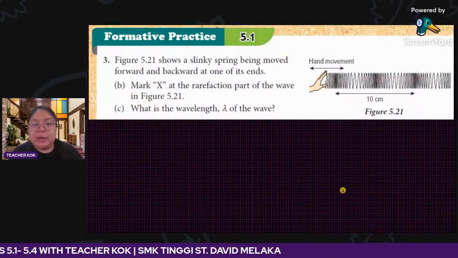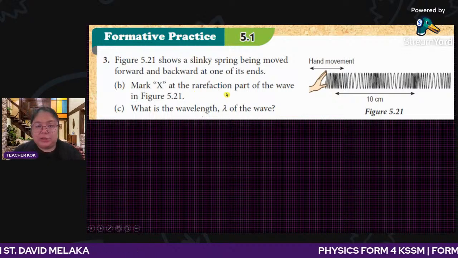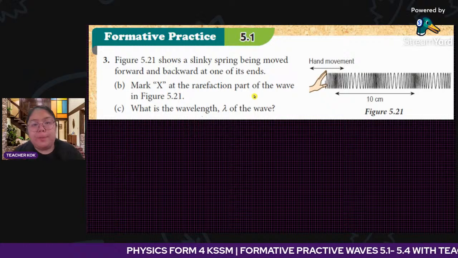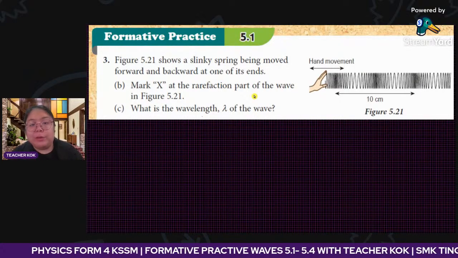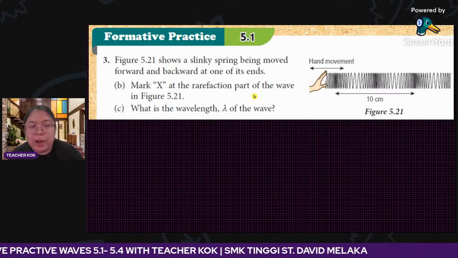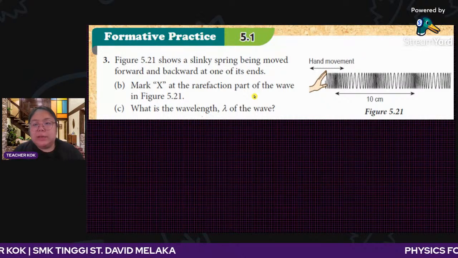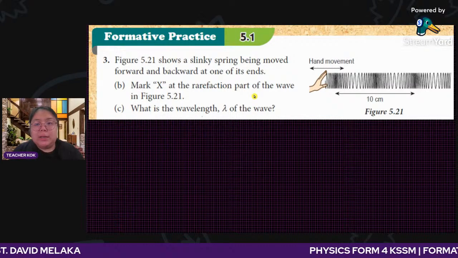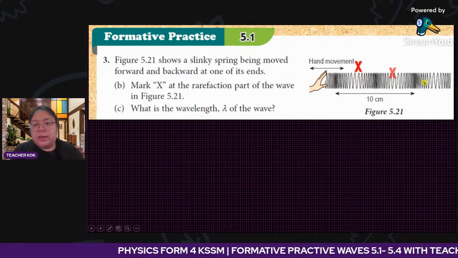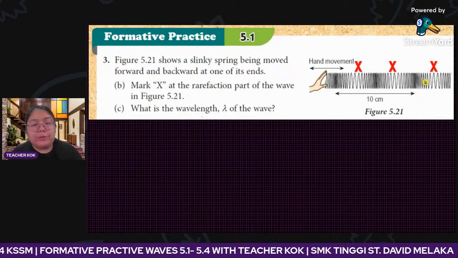Then we continue with the next part. You need to mark an X at the rarefaction part. Rarefaction means far away: when you see the spring coils far apart, we call that rarefaction. When the coils are closer to each other, we call that compression. So we can mark any place where you see a rarefaction. This part can, this one can, and this one can. Whichever one you mark with an X as a rarefaction, the answer is correct.